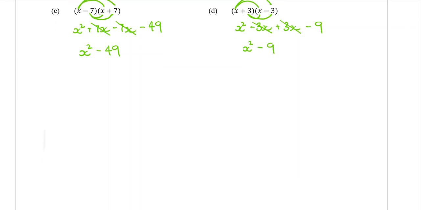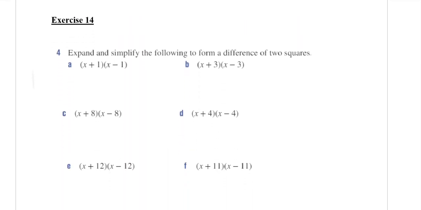You like those ones? All right, let's stick to the left-hand column again.